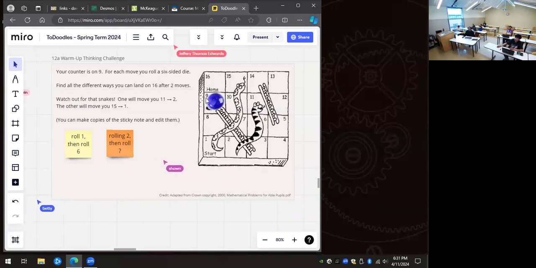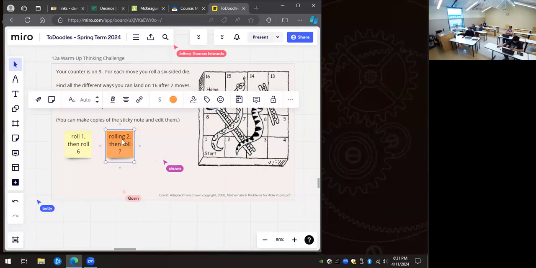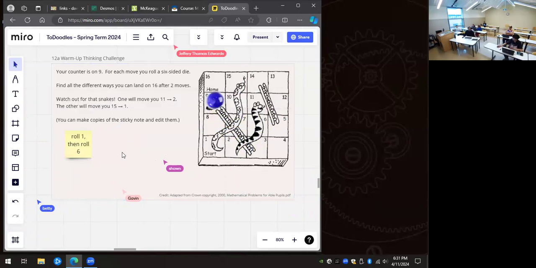And the next one you roll is an 8, right? I'm starting on 9, so if I roll 2, that lands on 11, and the snake's going to eat me and send me down to 2. And now I can't win in 2 moves, so that's not going to be a good one, so I'm just going to delete it. Okay, your turn, use the sticky note tool or talk to each other and figure out other ways you can win in 2 moves.